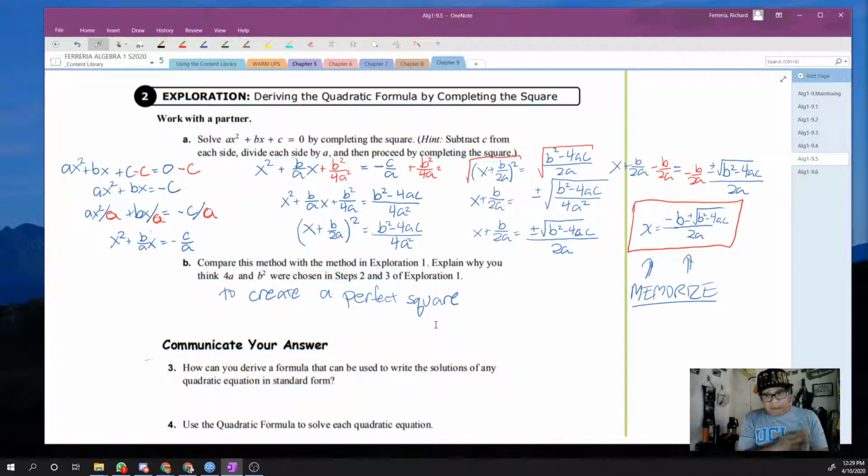Which leads us to question 3. How can you derive a formula that can be used to write the solution for any quadratic equation? I choose to complete the square using ax squared plus bx plus c. That way, no matter what the quadratic equation is, as long as you can write it in standard form and you know what a is, what b is, and what c is, you can solve using a simple formula. If you are going to be a computer programmer, this is something you can memorize. We like formulas in computer science because formulas are easy to program. So we can program this on a computer if we ever needed to solve things.